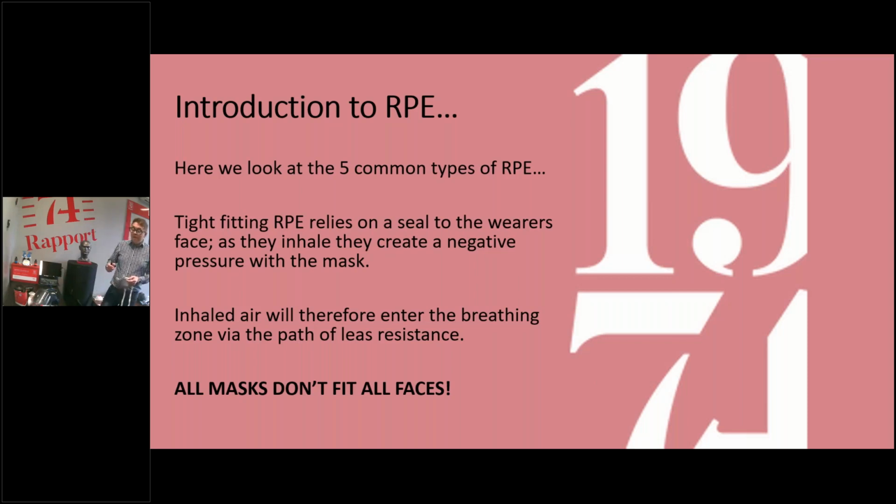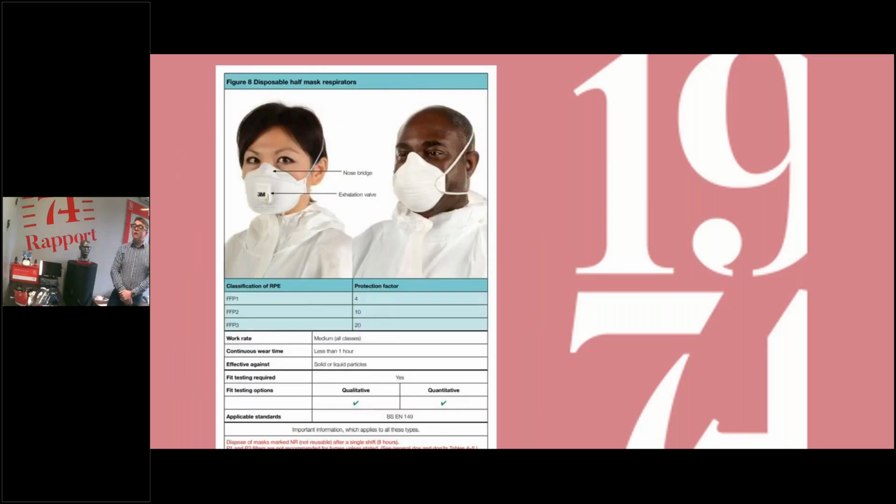So there is an alternative type of respiratory protective equipment known as loose fitting. This is a positive pressured device. So we're going to look now at the 5 common types of respiratory protective equipment. And if we could advance 1 slide, please, folks. We should be now looking at a filtering face piece, FFP1, FFP2, or FFP3 mask.